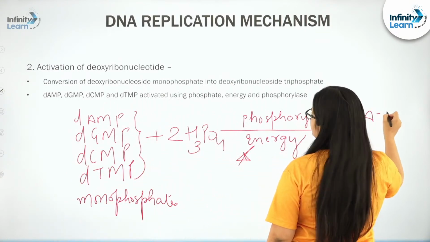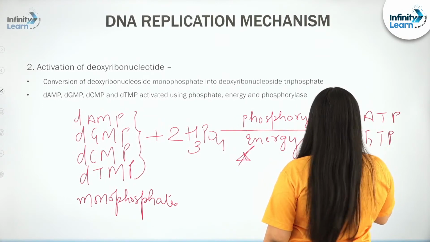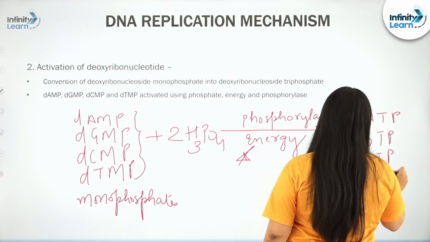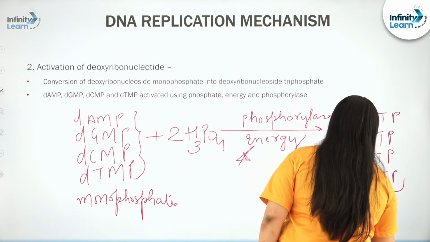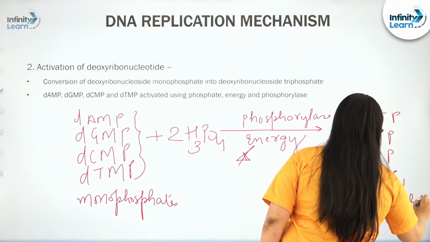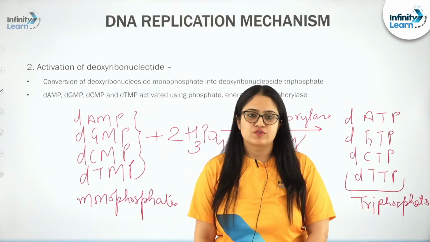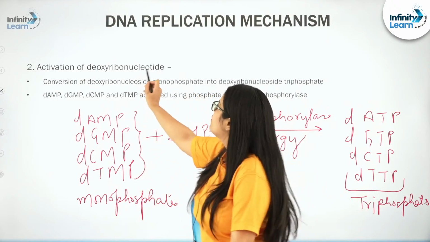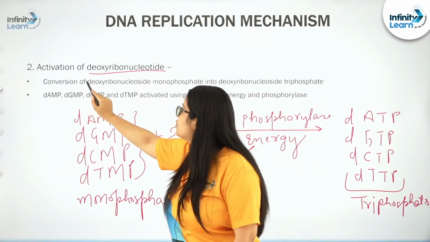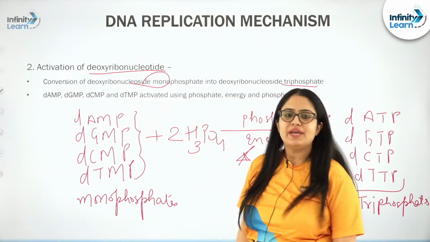So, DATP and DGTP, DCTP and DTTP. So, what are these? These all are triphosphates. So, conversion of monophosphates into triphosphate, this is known as activation of deoxyribonucleotides, monophosphate ones. So, conversion of deoxyribonucleoside monophosphate to triphosphate, and this is how it will be executed.